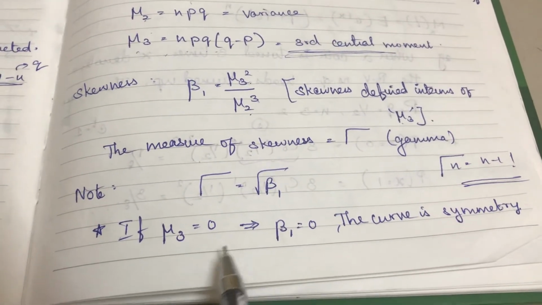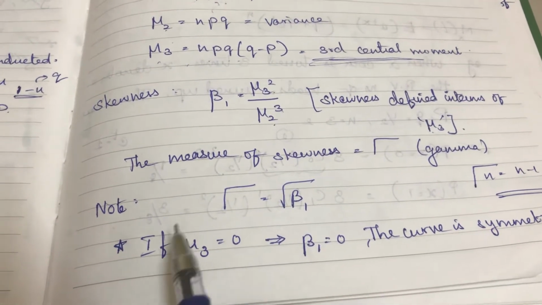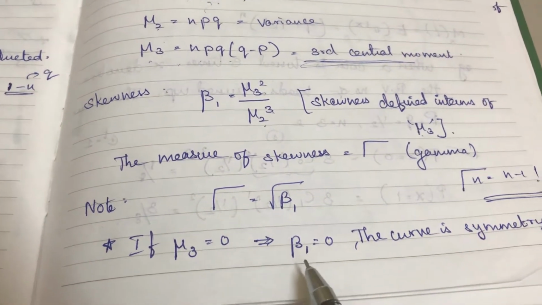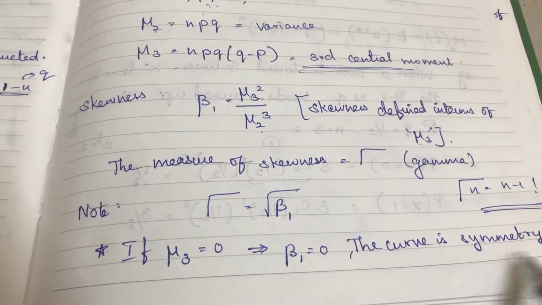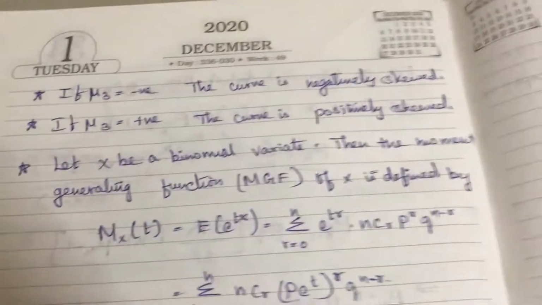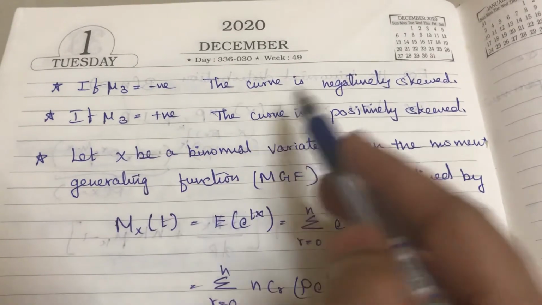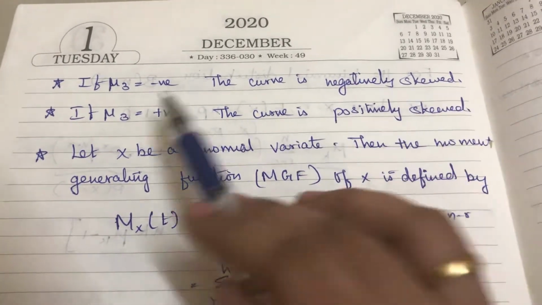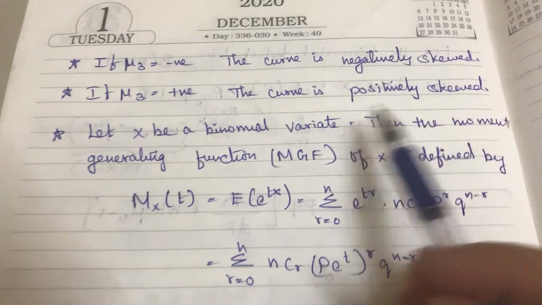If mu 3 is equal to 0, then beta 1, the skewness, will be equal to 0. So the curve is symmetrical for these values. Next, if mu 3 is negative, the curve is negatively skewed. If it is positive, it is positively skewed.